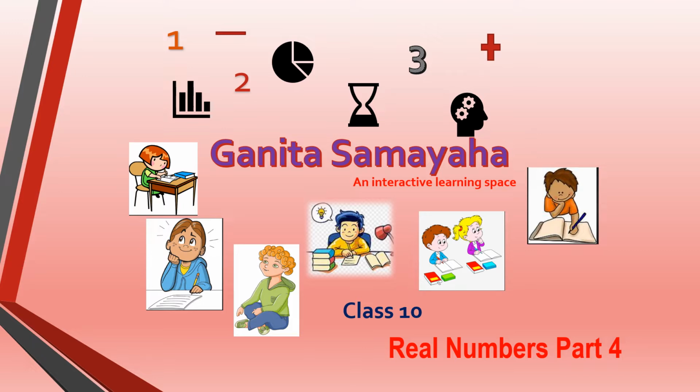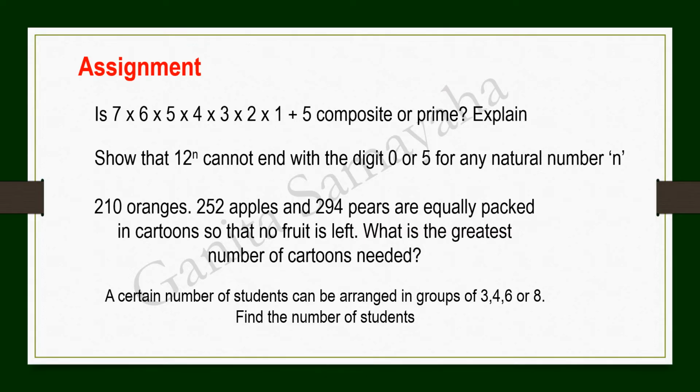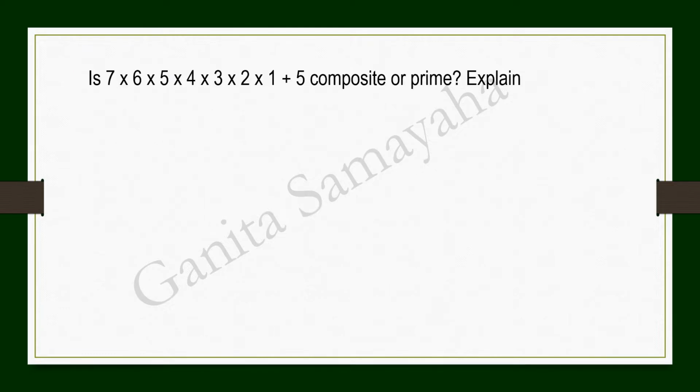Today, we continue with real numbers part 4. So in the last video, there was an assignment. I am sure all of you are ready with it, so let us go on to discuss it. The first problem goes like this. Is 7 into 6 into 5 into 4 into 3 into 2 into 1 plus 5 composite or prime?